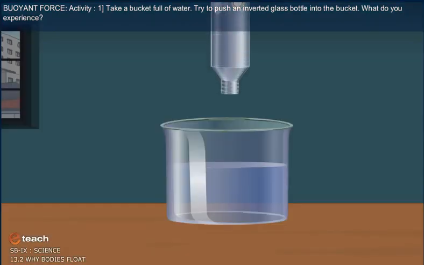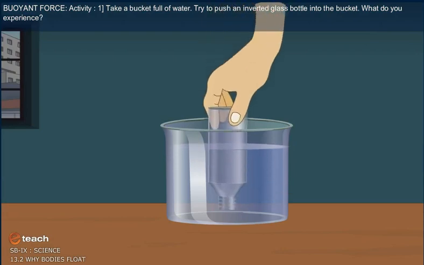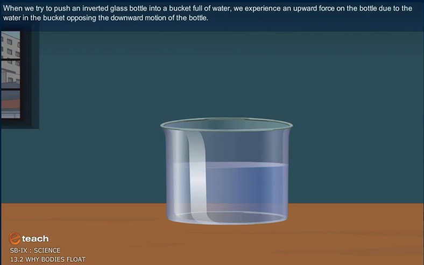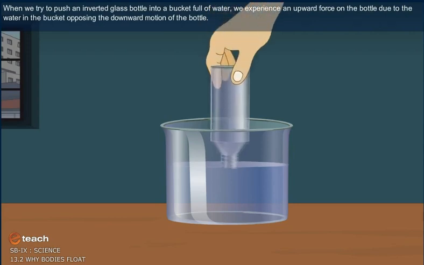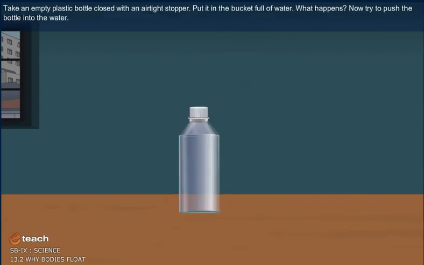Activity. Take a bucket full of water. Try to push an inverted glass bottle into the bucket. What do you experience? When we try to push an inverted glass bottle into a bucket full of water, we experience an upward force on the bottle due to the water in the bucket opposing the downward motion of the bottle.